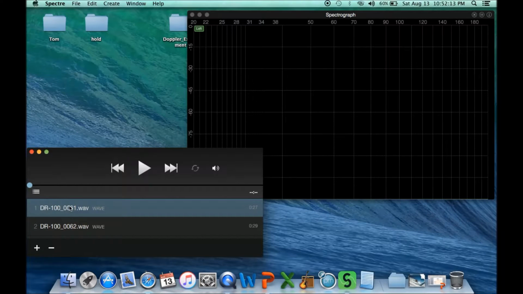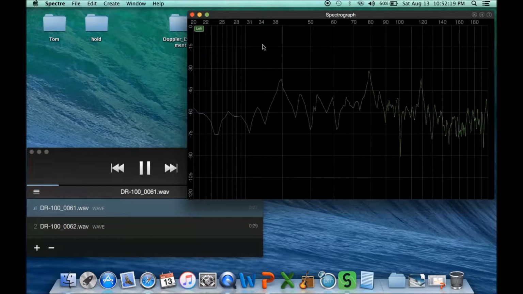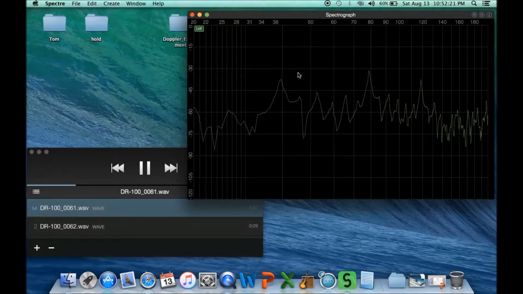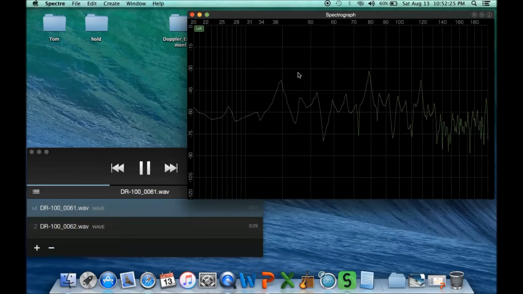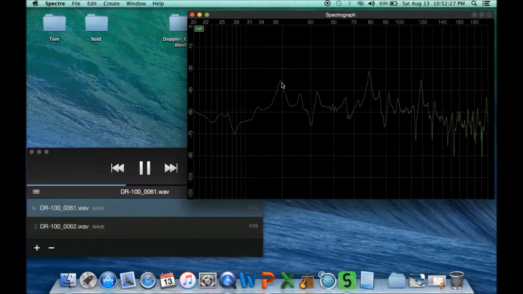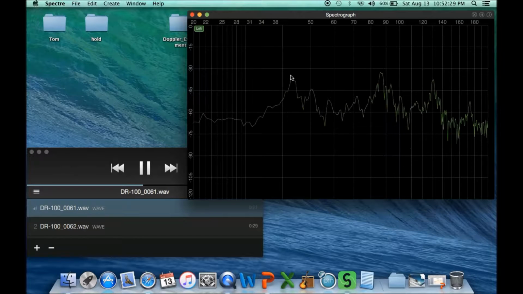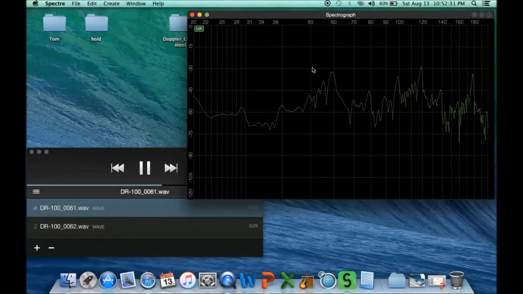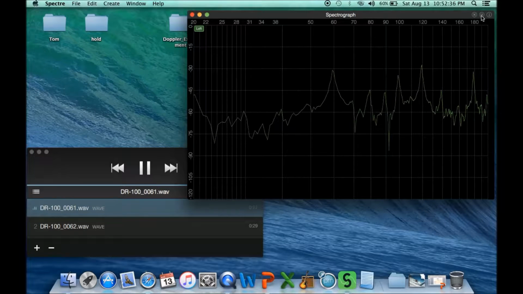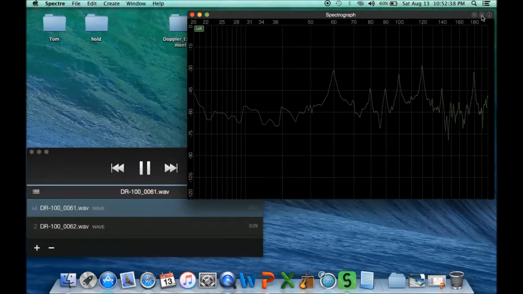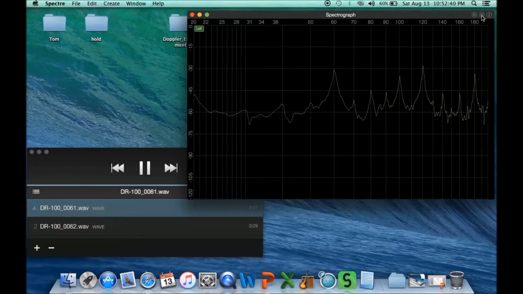So I'll do the first one we did here. You can see how slow this is reacting now because it's processing with much tighter resolution than what I had before. Right here is the fundamental. Engine speeds up, and I'm going to freeze it. Right about there.